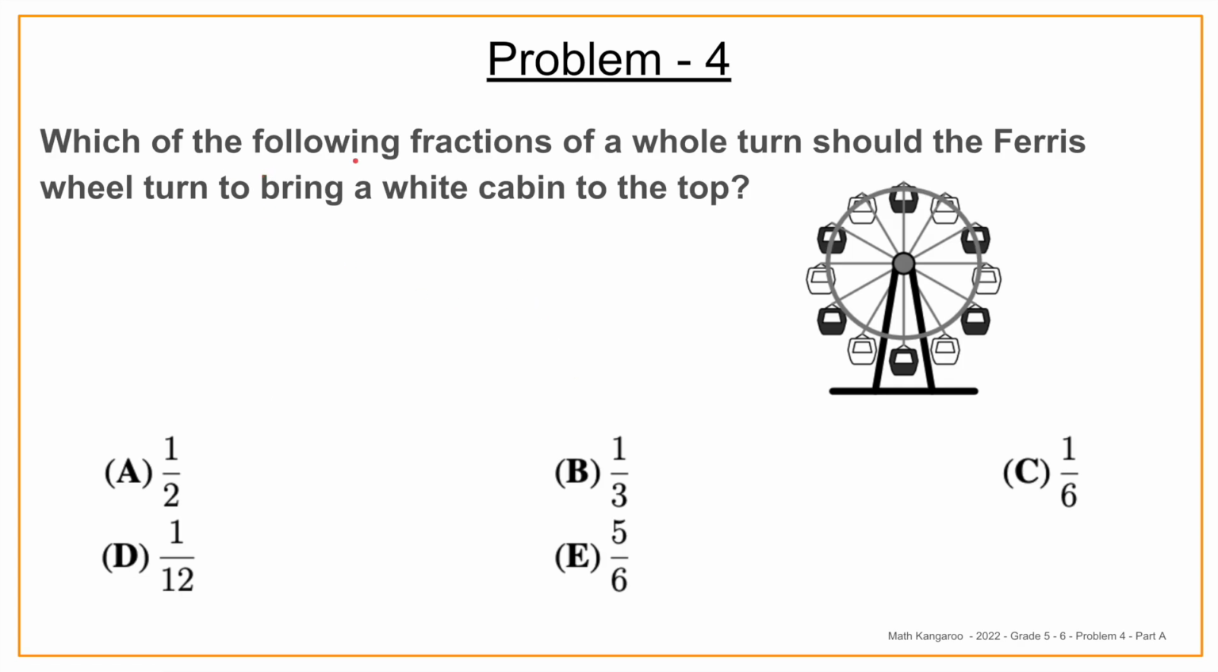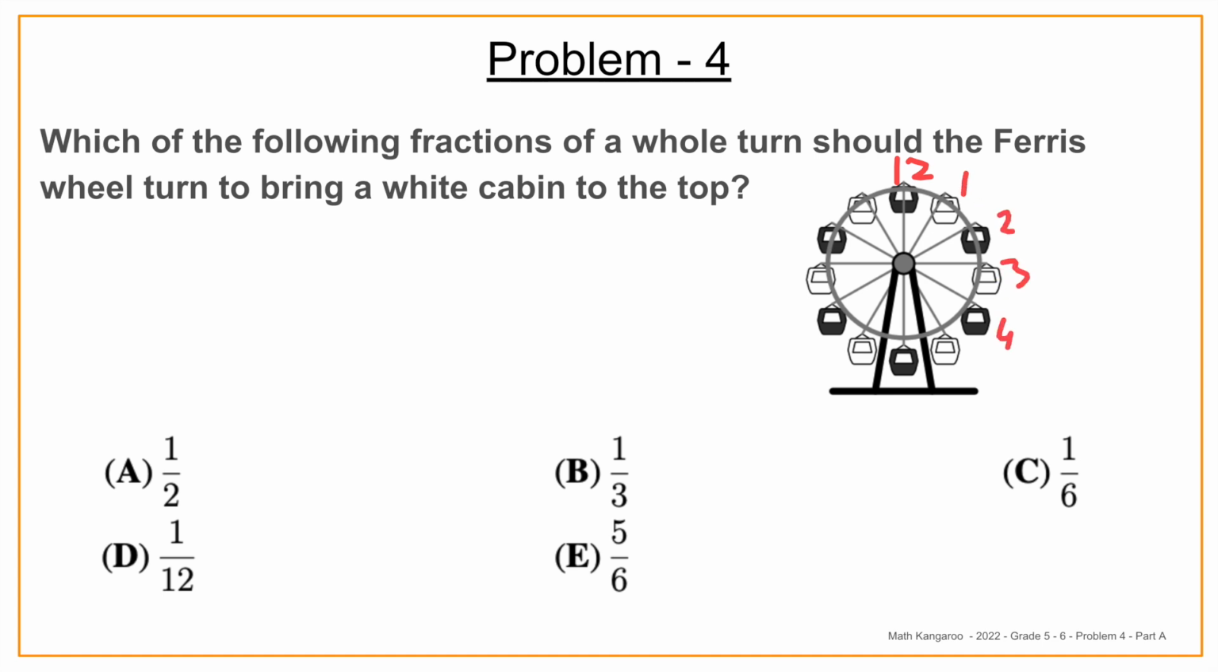Problem 4. Which of the following fractions of a whole turn should the Ferris wheel turn to bring a white cabin to the top? So this is the white cabin which needs to be brought up here. And these are our options. If you look at this Ferris wheel, it will resemble a clock.